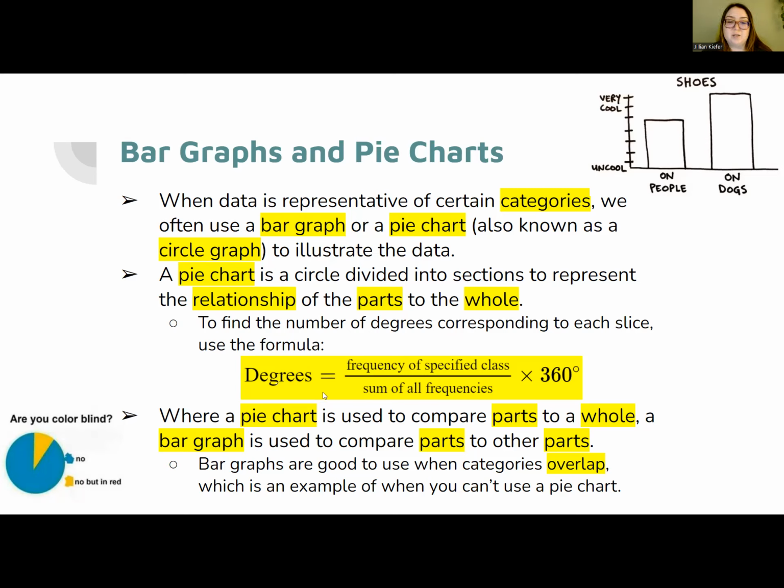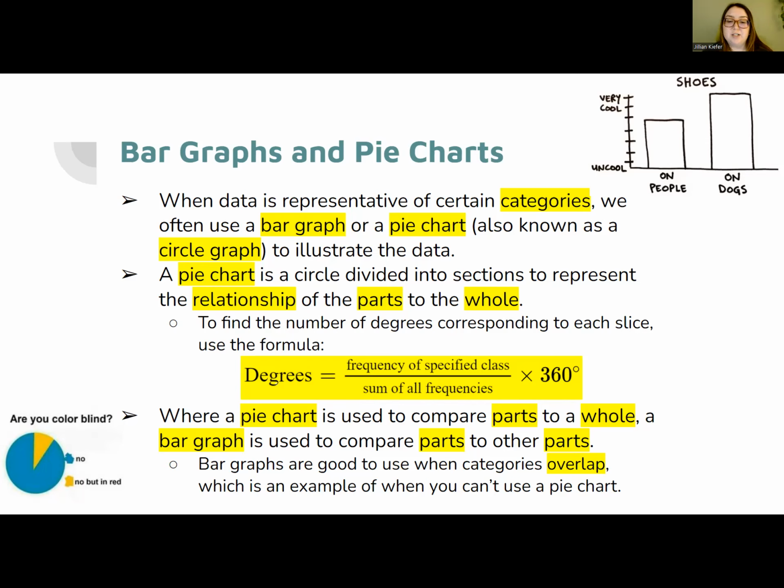Degrees would be equal to the frequency of the specified class divided by the sum of all the frequencies, and then we take that number and multiply it by 360 degrees. Essentially, we're still using a percentage here, except we're expressing it in degrees. Every 90 degrees is representative of a quarter, so we can use that mentality when drawing out our circle.